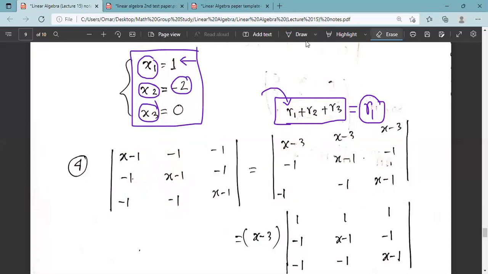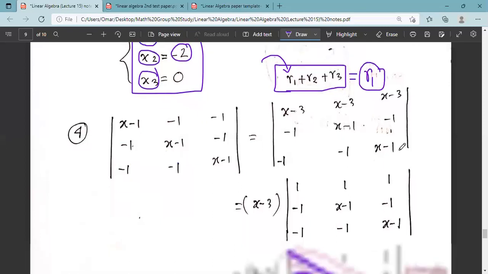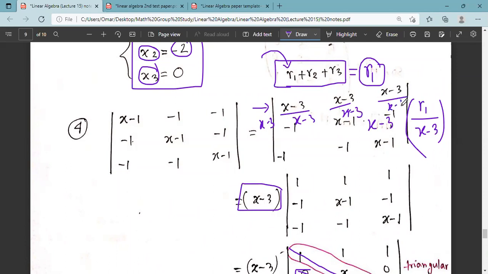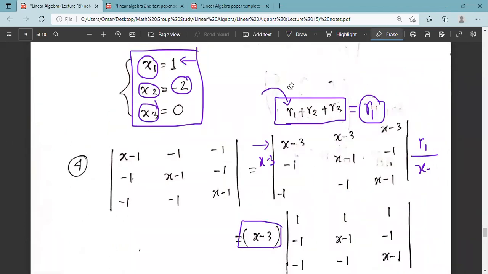Now let's see what we can do in the next line. In the next line we can divide the first row by x minus 3. If we divide the first row by x minus 3, we can say we take x minus 3 out of the first row. That means we multiply by x minus 3 here, and divide all the entries of the first row by x minus 3. Or you can imagine a simpler way: you can take x minus 3 as a common factor. I think that's the easiest way to think of it. As you can see, when you factor out x minus 3, all the entries of the first row will be 1, right?